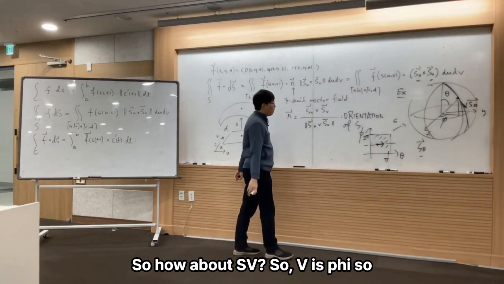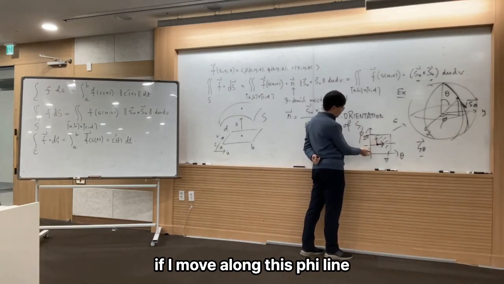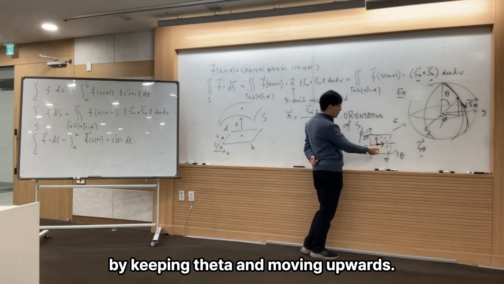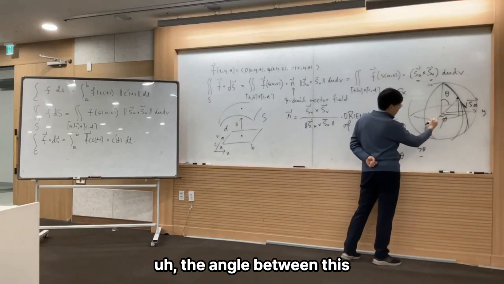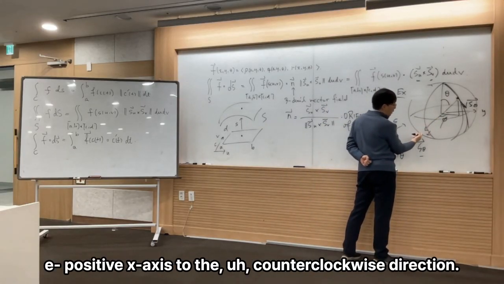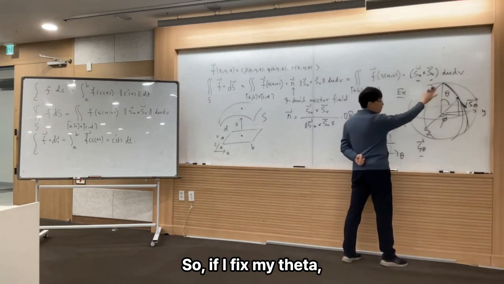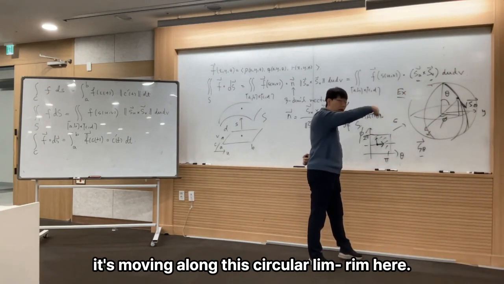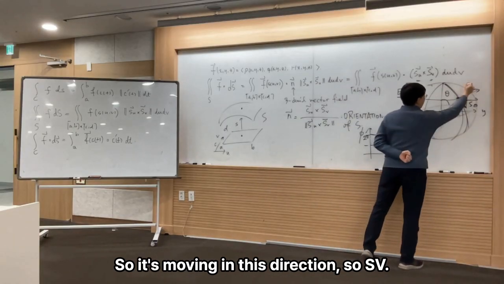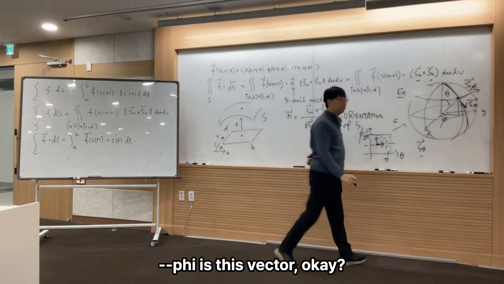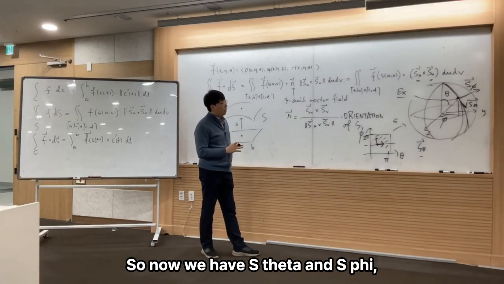Okay. So how about S_v? V is phi. So if I move along this phi line, keeping theta fixed, phi is increasing. Phi is the angle from the positive x-axis in the counterclockwise direction. So if I fix my theta, it's moving along this circular rim here. So it's moving in this direction. So S_v is this vector. Okay. So now we have S theta and S phi.